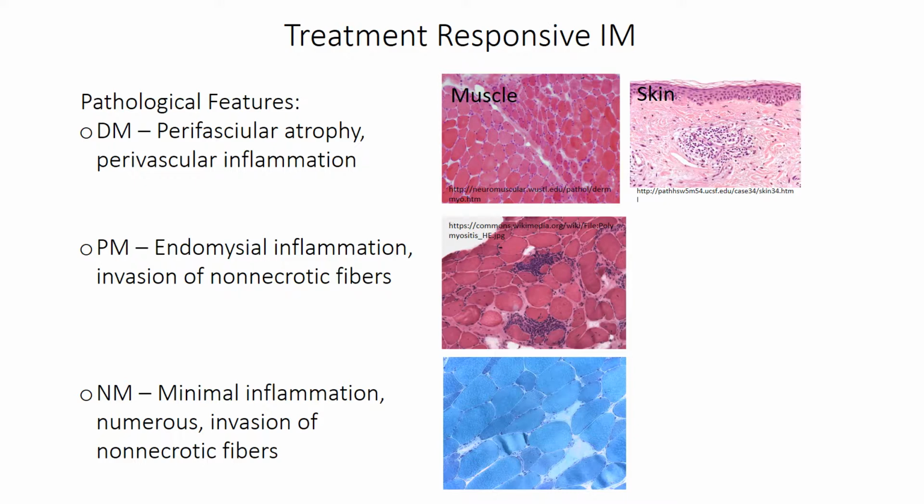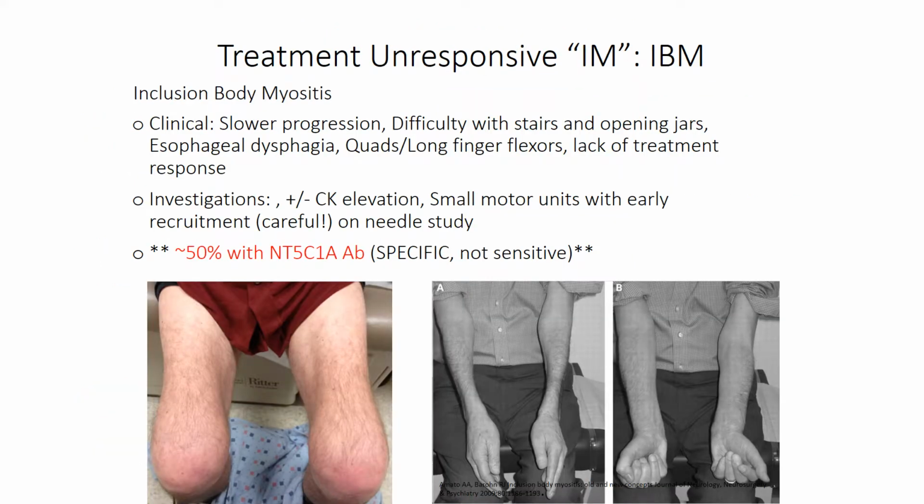And of course, in these patients, we expect usually to get a biopsy. I don't really want to review the specific biopsy features here, but suffice it to say there are specific biopsy features of each of these diagnoses. What I did want to spend some time on was, in a treatment unresponsive acquired myopathy, inclusion body myositis.